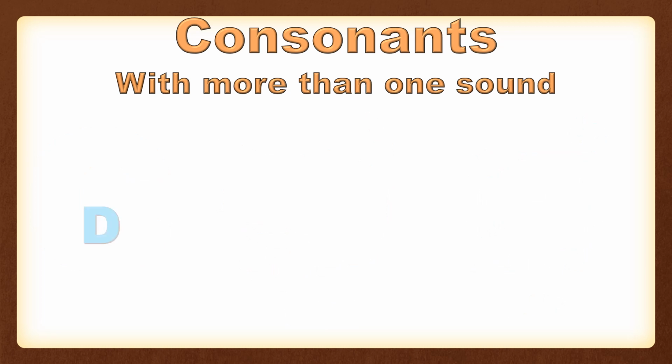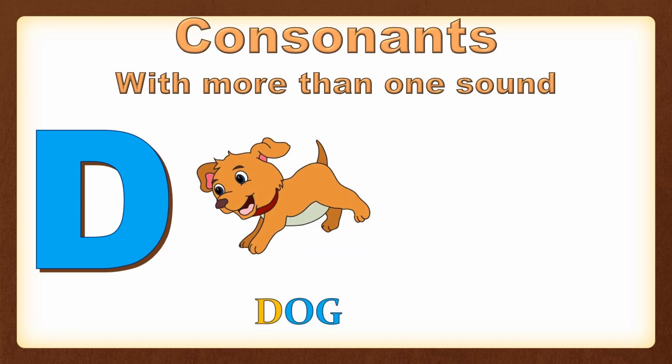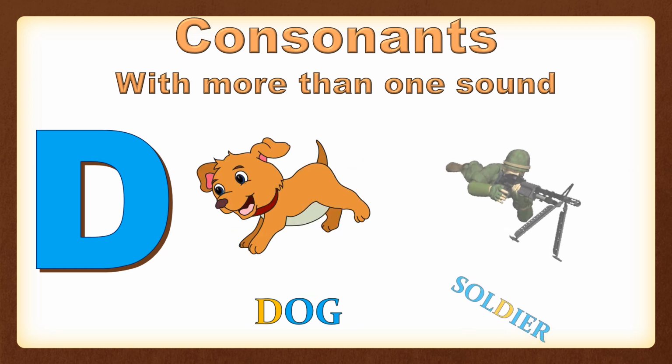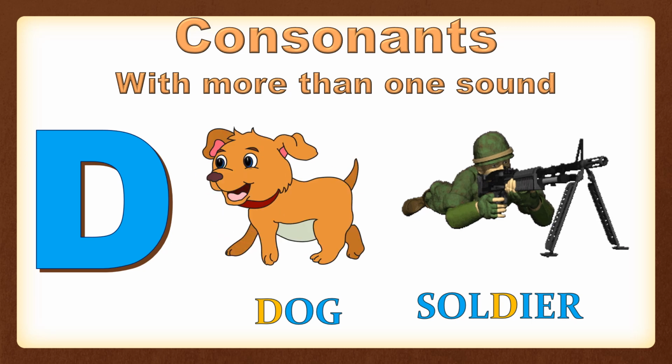Next one is Mr. D. Let's see which all sounds Mr. D makes. D says D as in dog. D also says J as in soldier. So D makes two sounds, D and J.